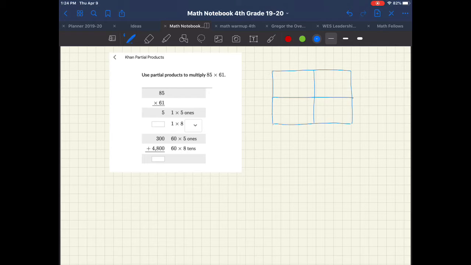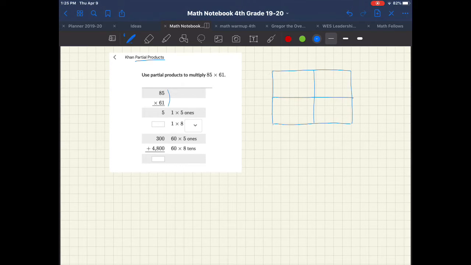Hello. So here is what they mean on Khan Academy when they say partial products. So it says use partial products to multiply 85 times 61, and they stack it up here. And then they've got all this stuff underneath. So this is actually the same thing that you have done many times before with the area model.